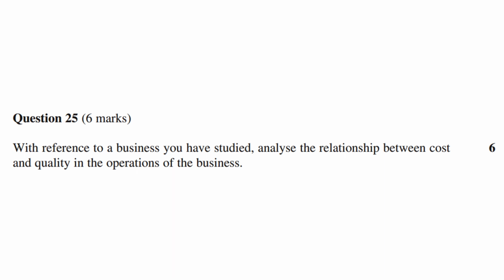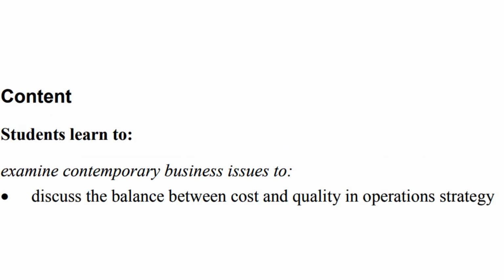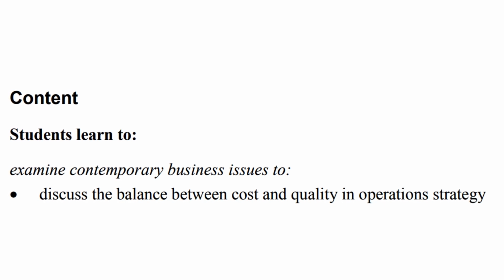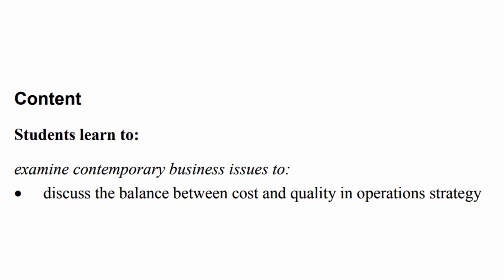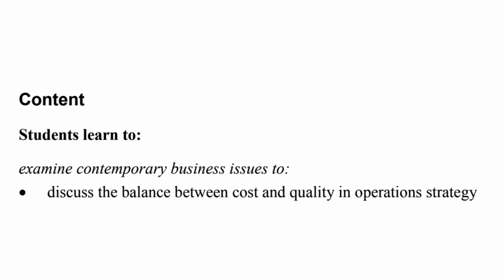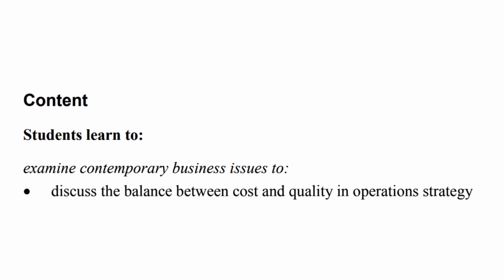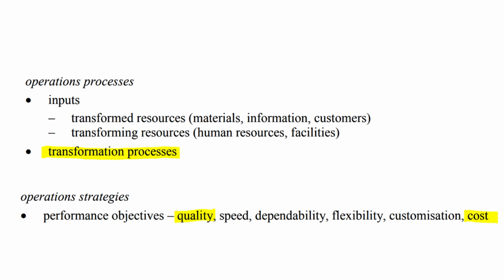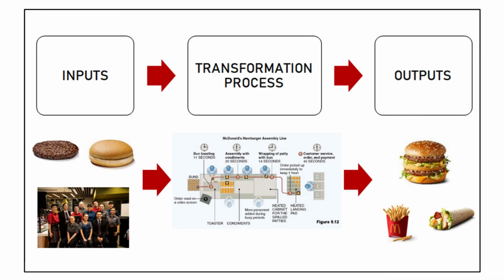So in the HSC Business Studies syllabus, the operations topic has a stated outcome that tells students to examine contemporary business issues to discuss the balance between cost and quality in operations strategy. So this really refers to 3 parts of the operations syllabus: the performance objectives of cost and quality, as well as the actual transformation process, which is the fundamental process of operations.